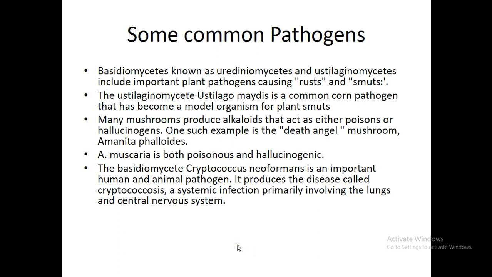Amanita muscaria is also poisonous and hallucinogenic. So, the Basidiomycete Cryptococcus neoformans is also an important human and animal pathogen, and it causes a disease known as cryptococcosis, which is a systemic infection, and it involves primarily the infection of lungs and central nervous system.